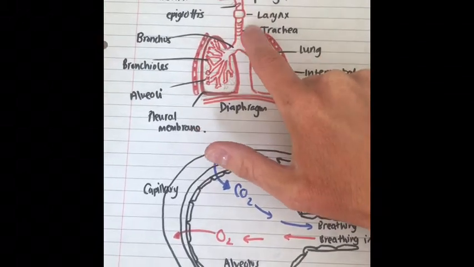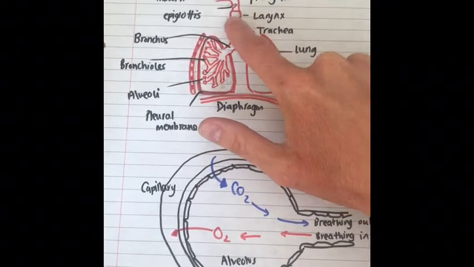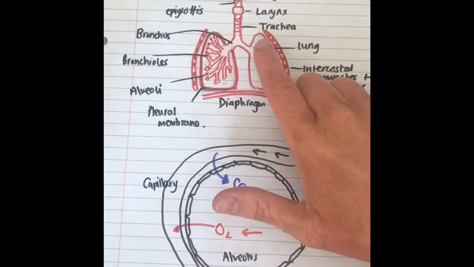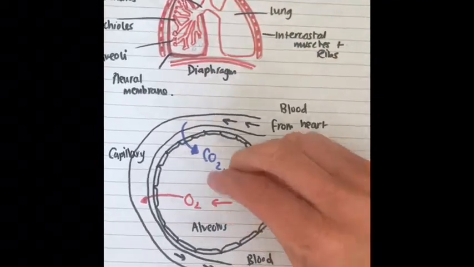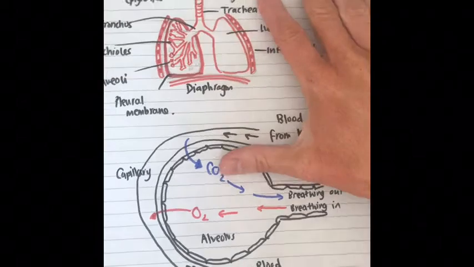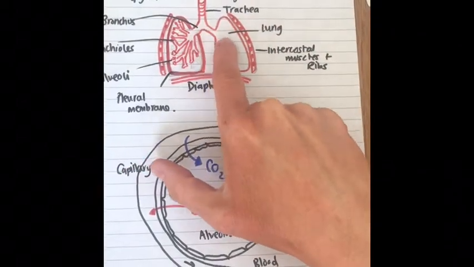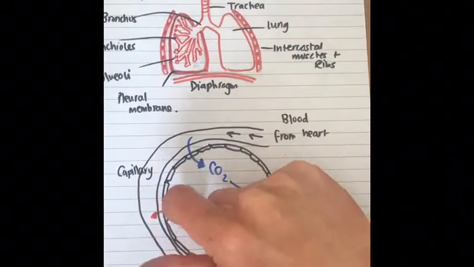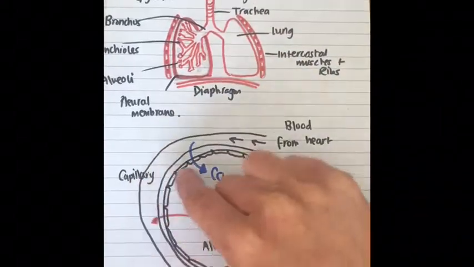This is lined with cartilage. So we have cartilage that goes all around it to make sure that it doesn't collapse, okay? As we go down further, the trachea separates into 2 bronchi, so 1 bronchus into each lung. So these are the 2 lungs that we have here, okay?